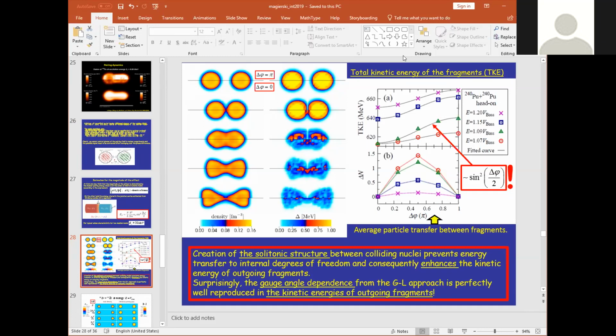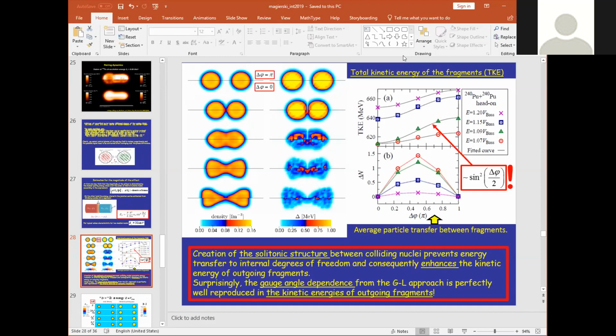Okay. So what is happening? It looks like when you collide these two nuclei, if you have the phase difference, then the energy of the incoming nuclei is stored in this junction. So this junction acts like a spring: it stores energy, and then it gives it away to the outgoing projectile. This is why this maximum of the kinetic energy of the fragments occurs when the phase difference is equal to pi. I wouldn't consider that.